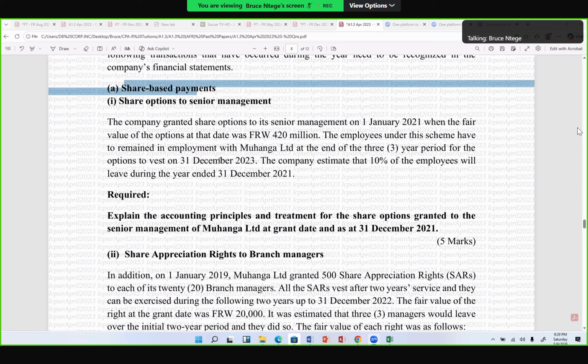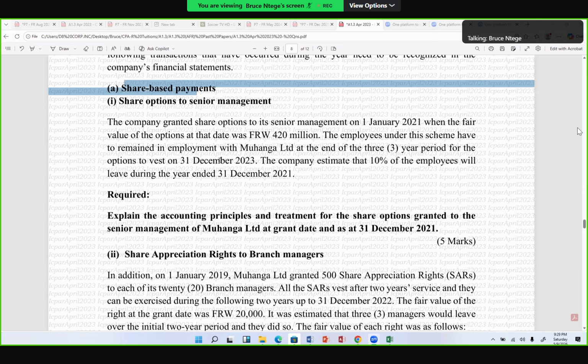The company estimates that 10% of the employees will leave during the year ended December 2021, which is year 1. That means what will only change the value of the share-based payment expense or the equity settled value will be those employees that may not finish the 3 years, like 10% expected to leave. Otherwise, if all of them were expected to continue, then we'll take that 420 million and allocate it over 3 years to say every year we're saying 1/3, 1/3, 1/3. But in year 1, not all the employees will make it. So we shall only remain with 90% of the 420 times 1 out of 3 years.